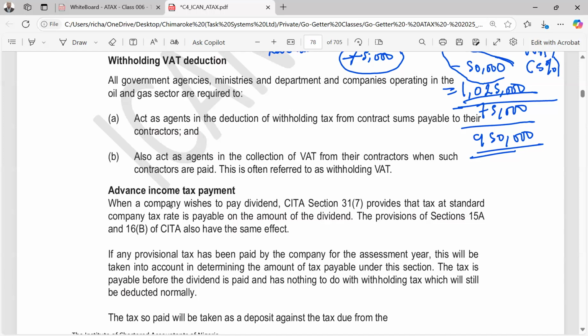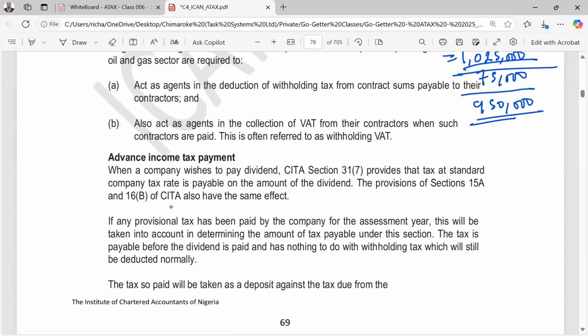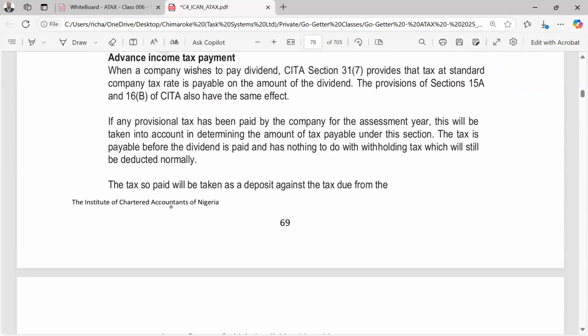Advanced income tax payments. When a company wishes to pay dividends, CITA Section 31, subsection 7 provides that tax at a standard company rate is paid on the amount of the dividend. We will not be taking that again because it's the same thing as the deposit tax we have been talking about.